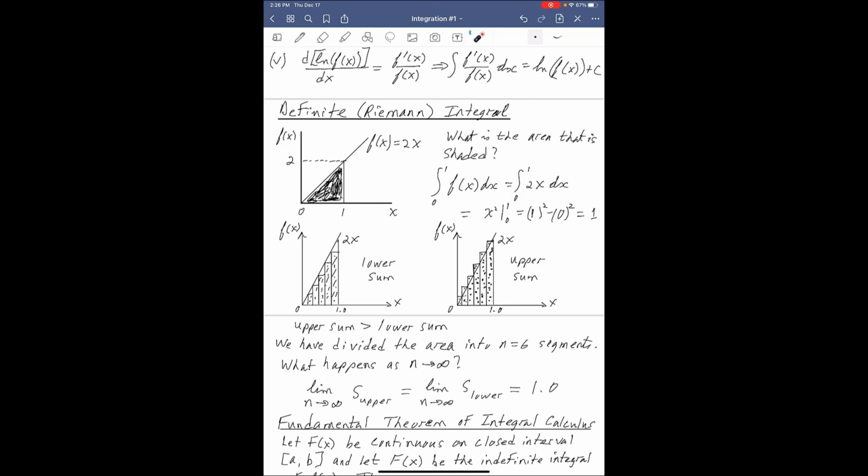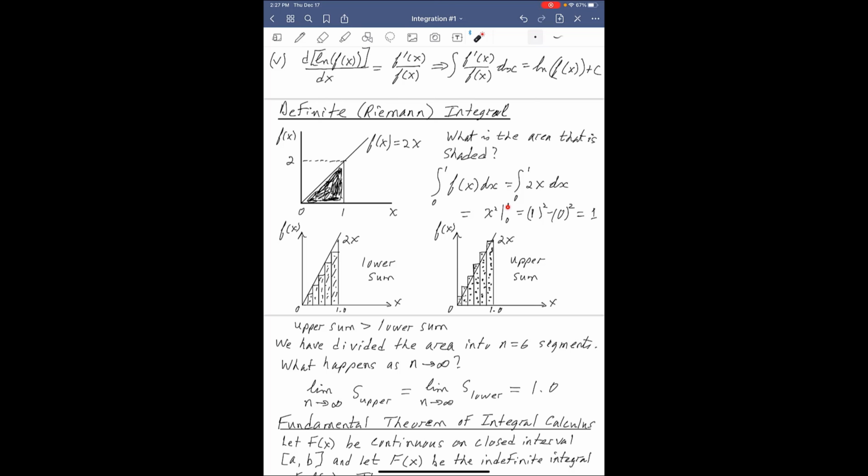So now we've got a definite integral, and we want to know what the shaded area is going to be. So we take the integral from 0 to 1 of this function f of x, which is the integral from 0 to 1 of 2x dx, and that's equal to x squared, evaluated at 1 and 0.